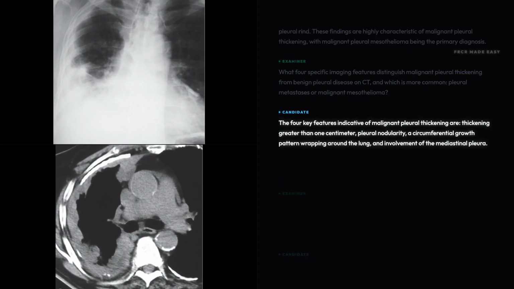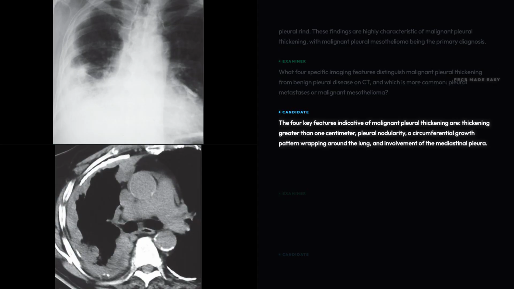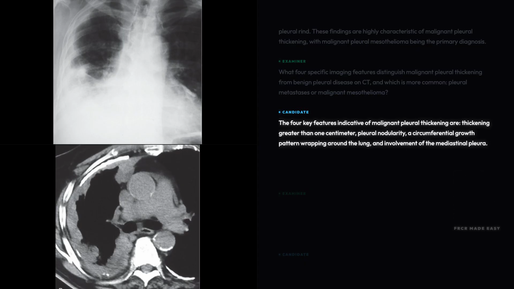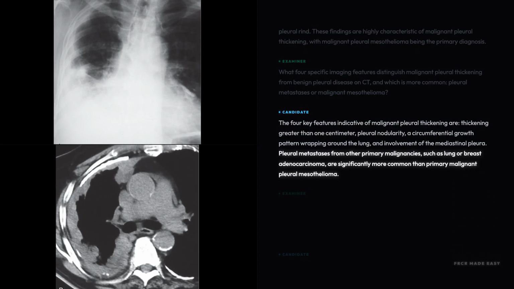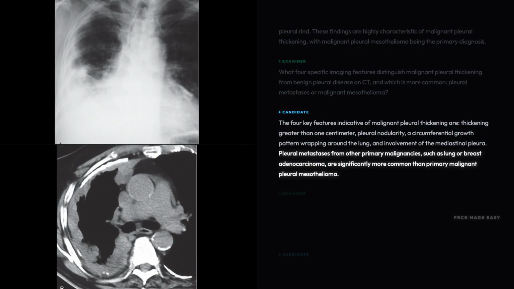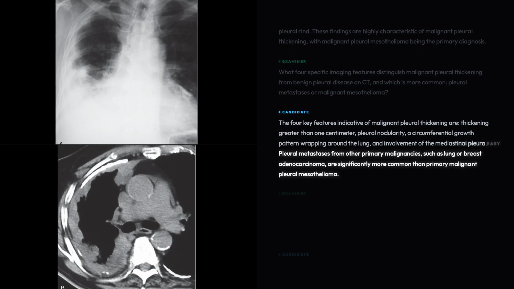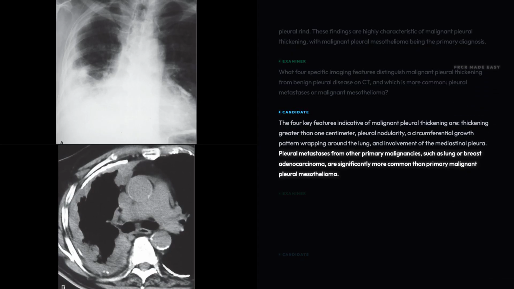The 4 key features indicative of malignant pleural thickening are thickening greater than 1 centimeter, pleural nodularity, a circumferential growth pattern wrapping around the lung, and involvement of the mediastinal pleura. Pleural metastases from other primary malignancies, such as lung or breast adenocarcinoma, are significantly more common than primary malignant pleural mesothelioma.